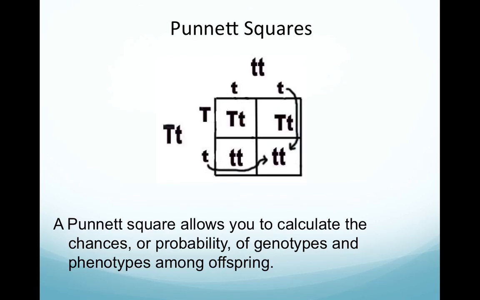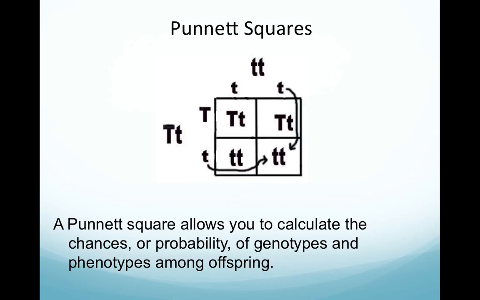In this example above, one parent has a homozygous recessive genotype, so that would be two lowercase t's, and you can see that written up above the top of the square. And then the other has a heterozygous genotype, and that's written to the left-hand side of the square. There's one uppercase T and one lowercase t. When you do the square, you combine those alleles.